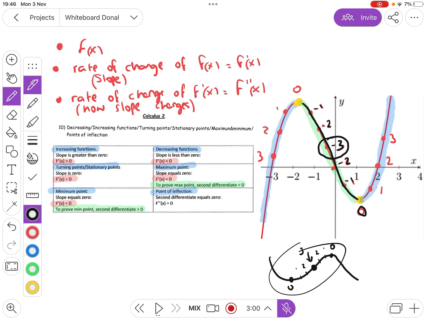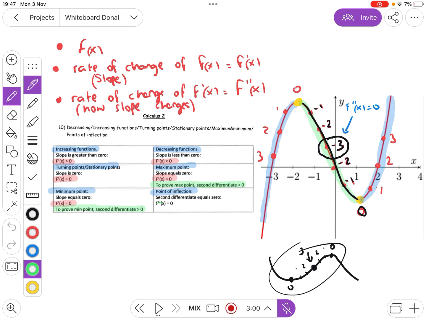So with a point of inflection, what we're going to use is the second differentiate, because what we're looking for here is the rate of change of the slopes. So here at this point, my slopes stop decreasing and start to increase again. So they have to, at one stage, stop. So it means that the second differentiate will equal 0. There is no change in what the slope number is doing, what the actual number for the slope is doing.